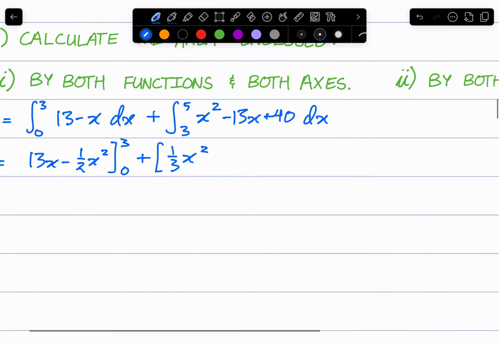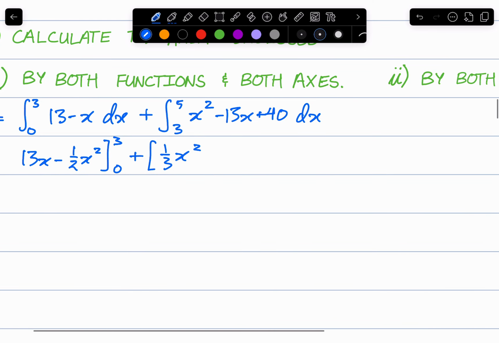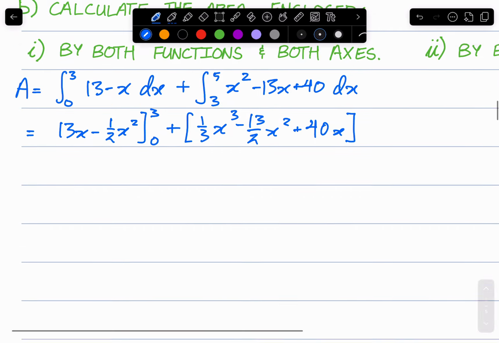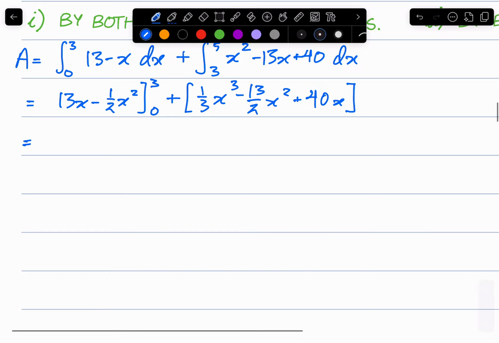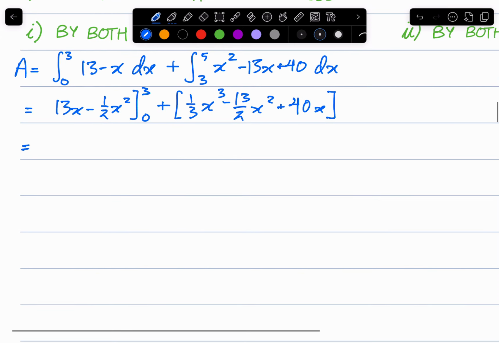x cubed, apologies, minus 13 on 2x squared plus 40x. Whole bunch of substituting here now. I hope from this point you can just quickly fast forward.